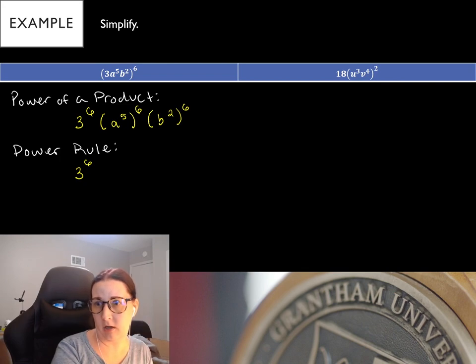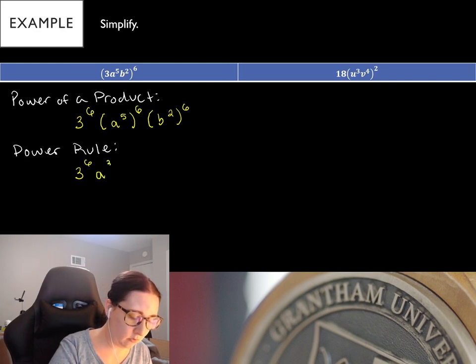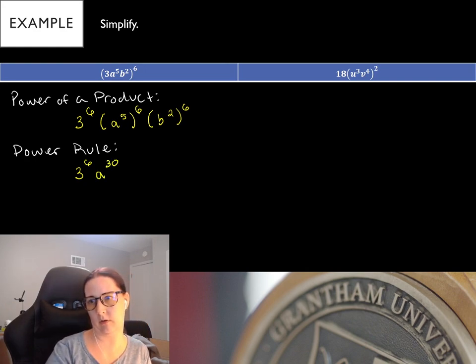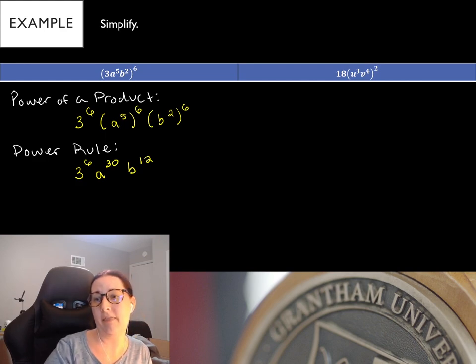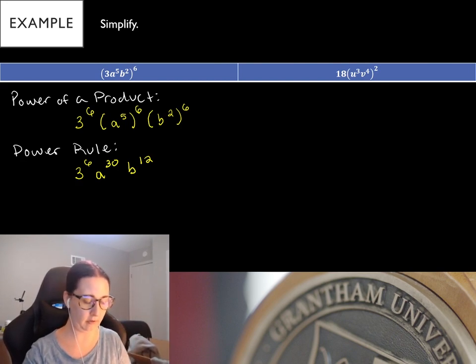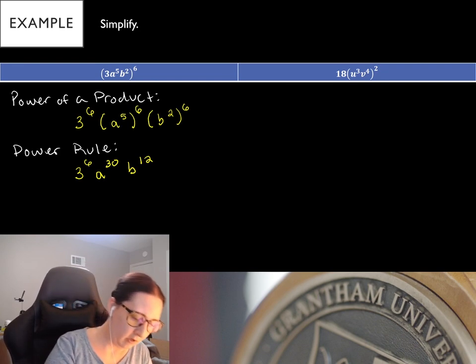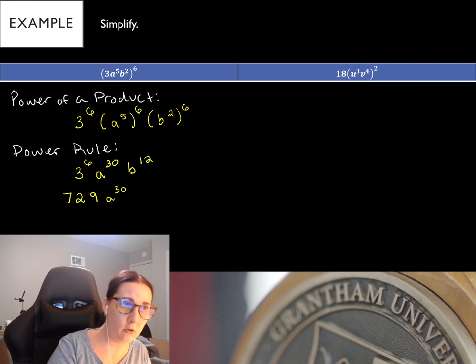Now I'm multiplying here. So for the a, it's going to be 5 times 6, which is 30. So that's going to be a to the 30 as the new exponent. And then b, we're going to multiply 2 times 6, which is 12. And then after we do that, now we're going to do 3 to the 6th, which I have to do on my calculator because I don't have that one memorized. 729. So that's going to be 729 a to the 30, b to the 12.